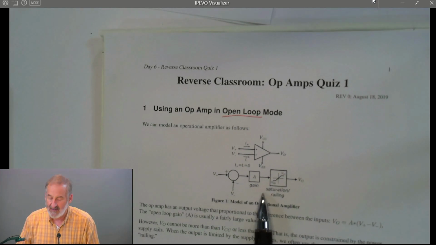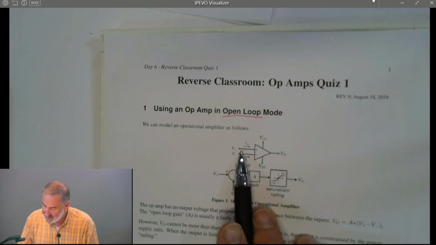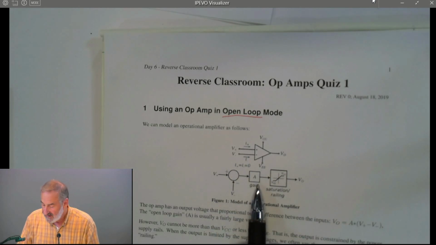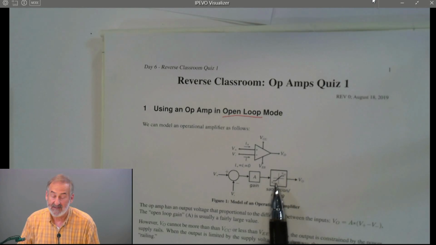We're using our model that basically says we subtract the negative input from the positive input, multiply it by a big number. And then, of course, the output is limited either to the positive or no more than the positive supply, no less than the negative supply.